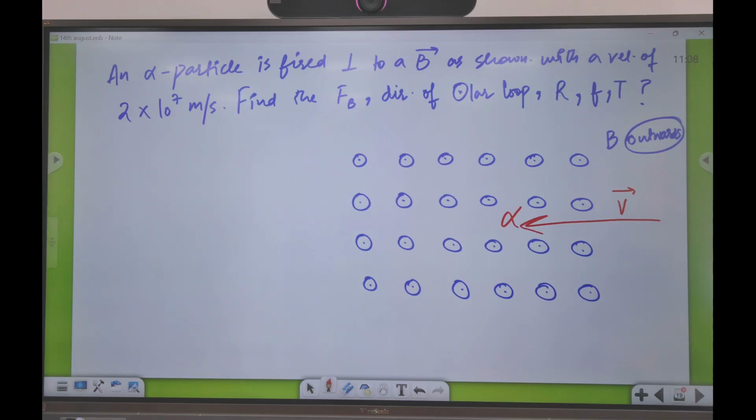Come on, try to do this. Very important. Down? No, up. Up? Yes. Will it move in clockwise direction or anti-clockwise direction?